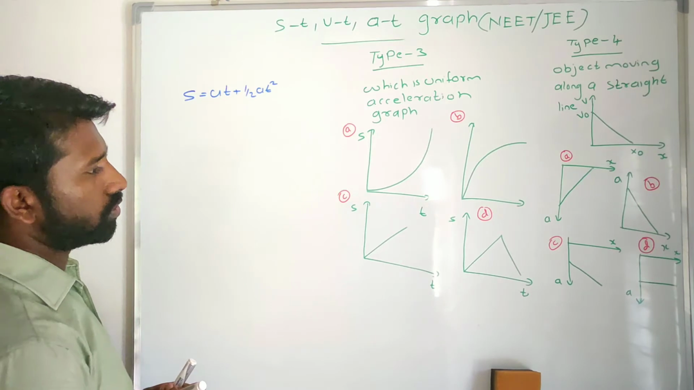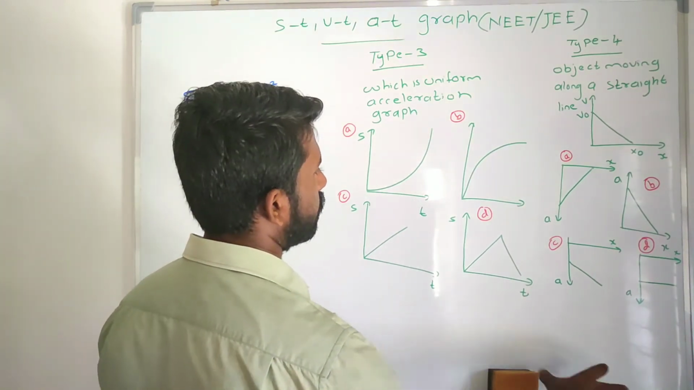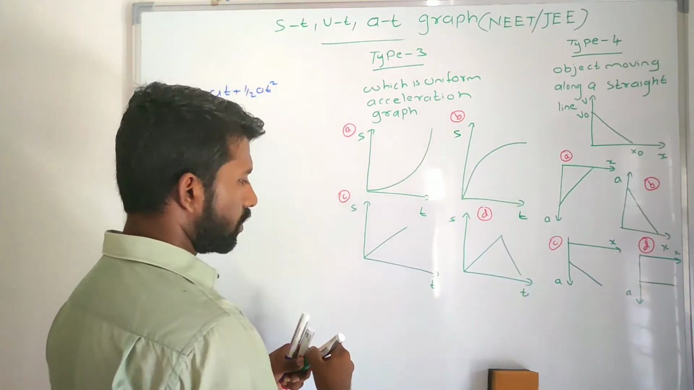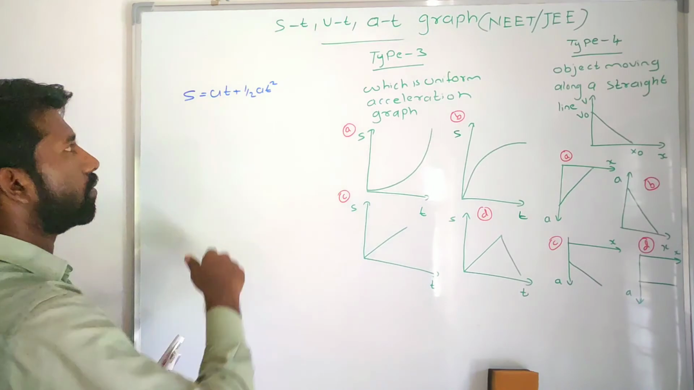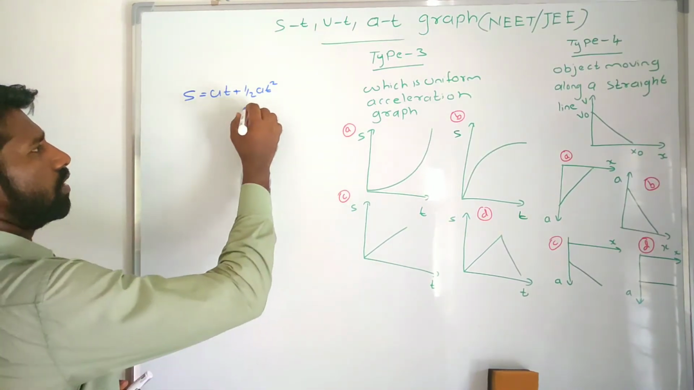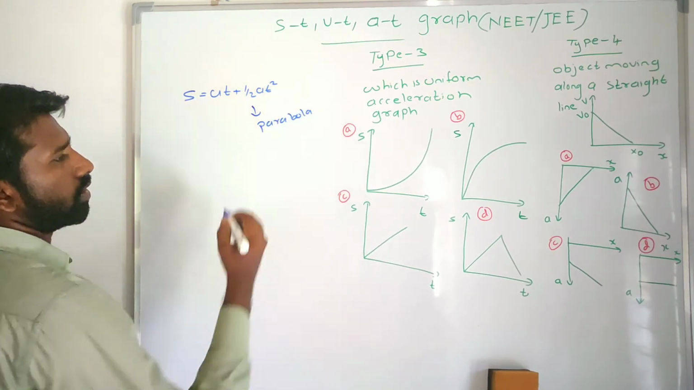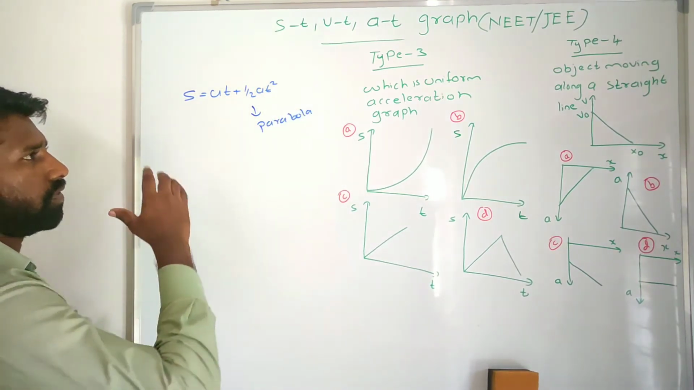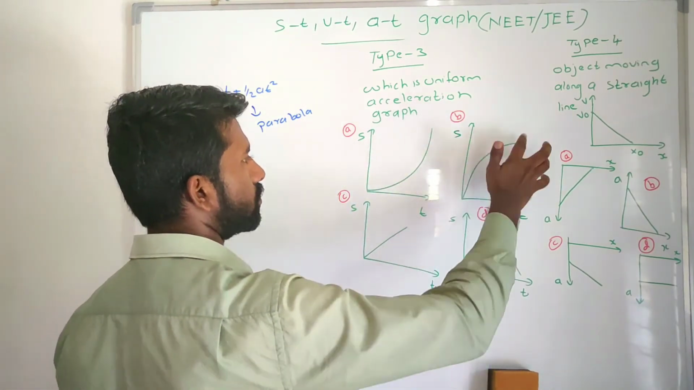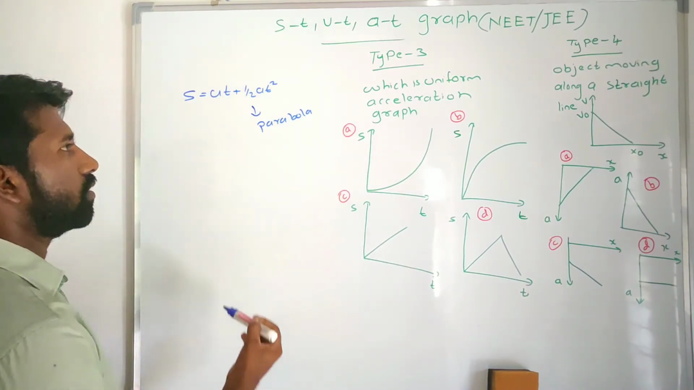So what type of graph is this? This is a displacement time graph. The displacement relation with the time is ut plus half at square. This equation is the equation of a parabola. So the graph of uniform accelerated motion is a parabola. So these two parabolas are there. Then we'll see another thing.